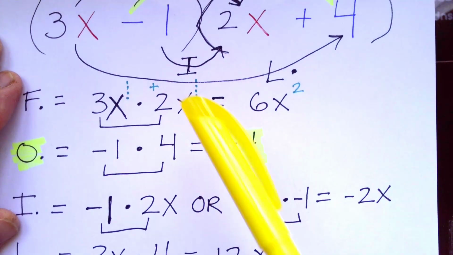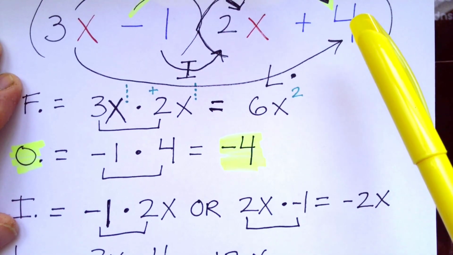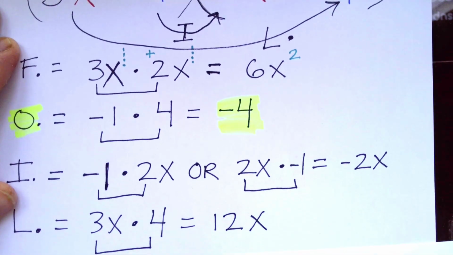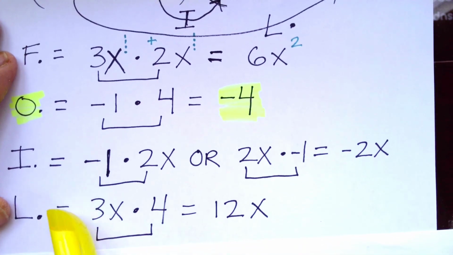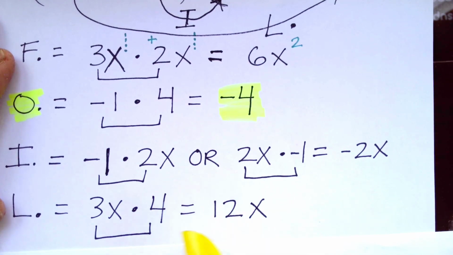And finally, that last term. The last term is 3x times a positive 4. So 3x times a positive 4. I'm showing you here that L, the last term, is 3x times that positive 4. 3 times 4 is 12. The x stays attached through multiplication.